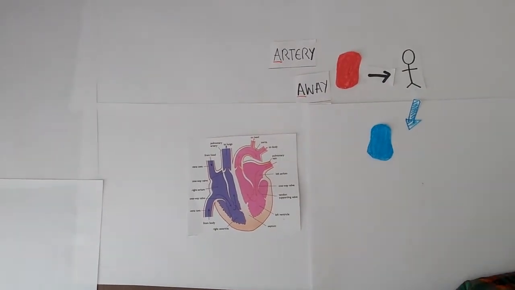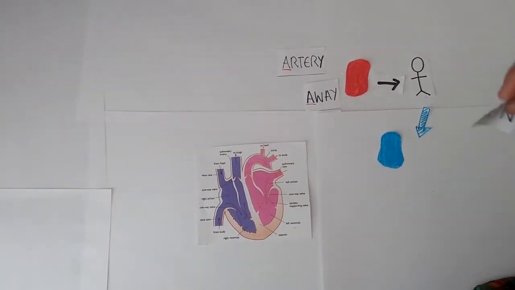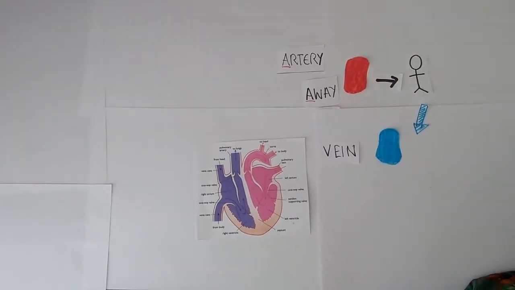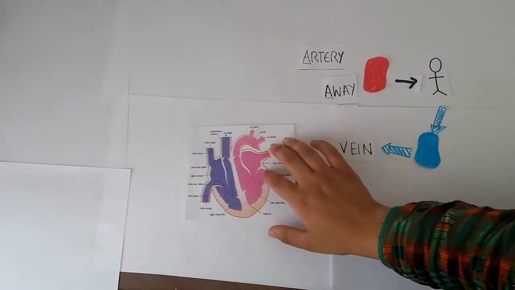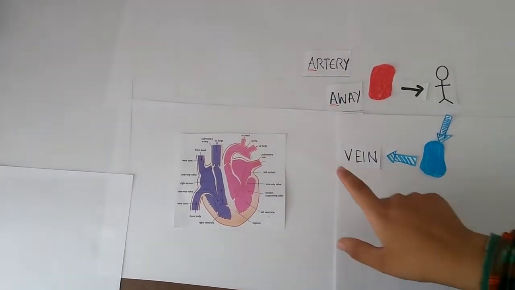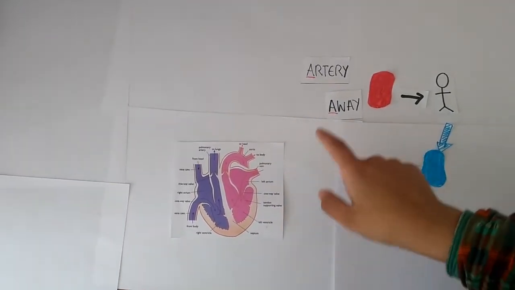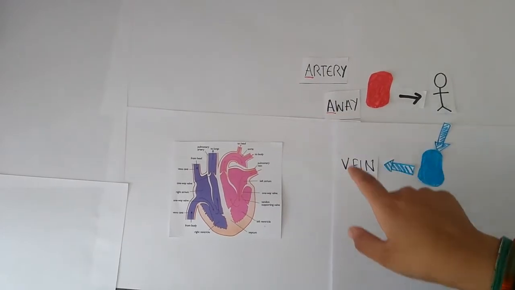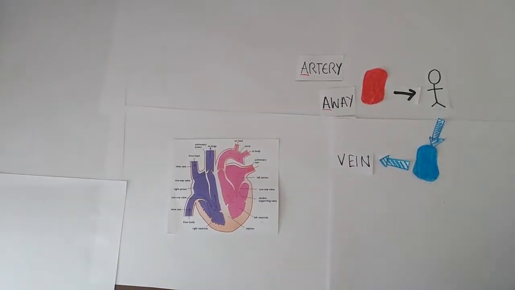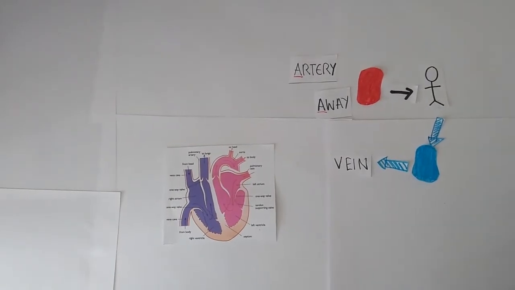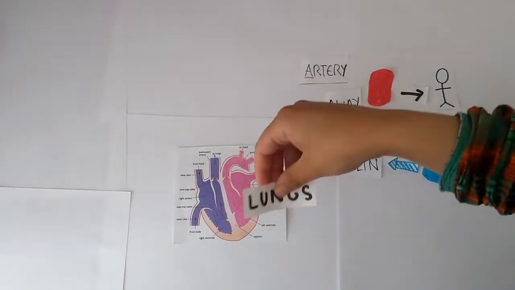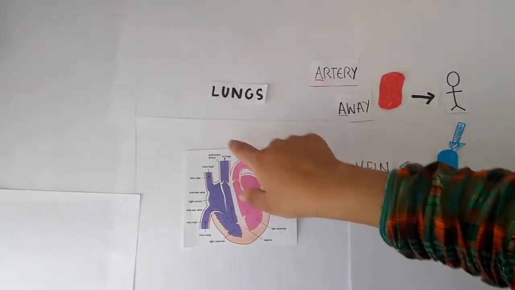So from there, the deoxygenated blood is transported by the vein. By the vein, it goes back towards the heart. So vein is a vessel that goes towards the heart. Artery is a vessel that goes away from the heart. So the vein goes towards the heart, back into the heart, and the heart basically provides pressure so it can be transported into the lungs.